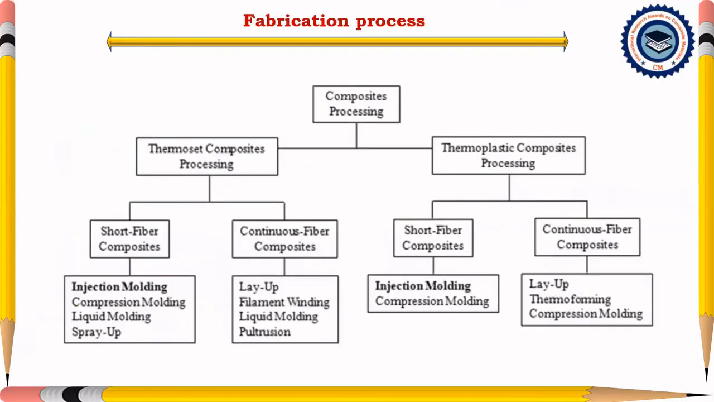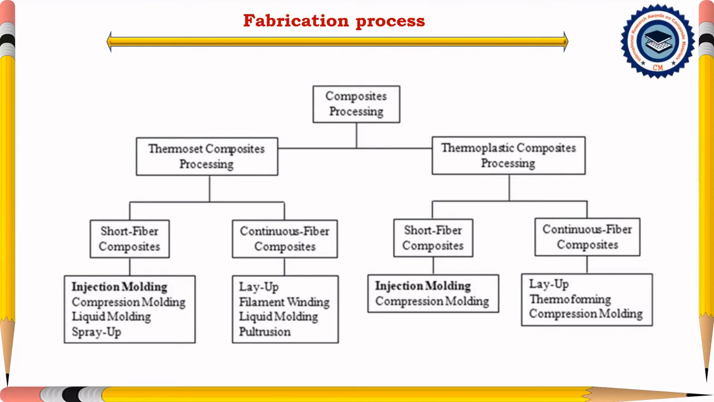Next, fabrication process. So how to fabricate natural fiber composites? Natural fibers can be fabricated in different ways. First one, thermoset composite processing and thermoplastic composite processing. The thermoset composite processing can be considered as short fiber composites and continuous fiber composites. The short fiber composites have 4 different types: injection molding, compression molding, liquid molding, and spray up. Similarly, the continuous fiber composites consider 4: layup, filament winding, liquid molding, and pultrusion.